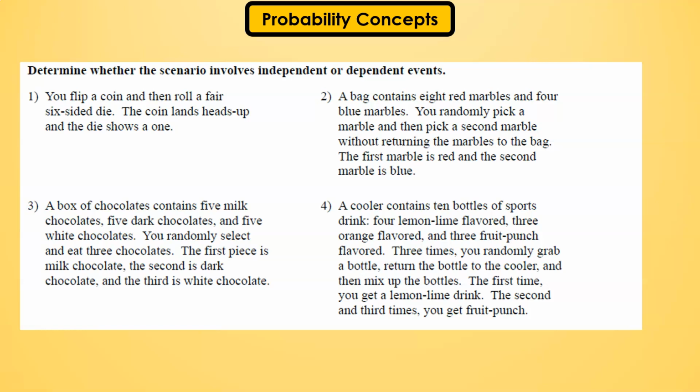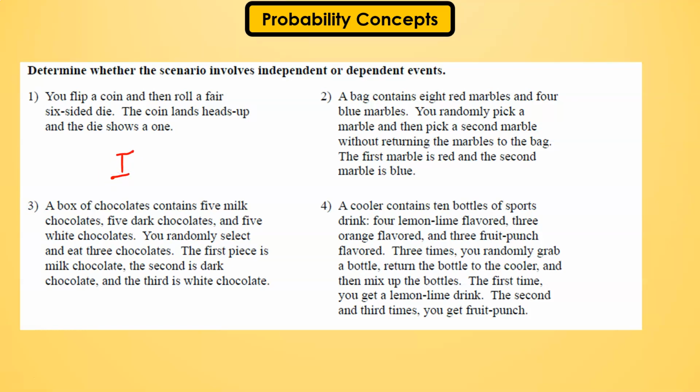Okay, hopefully you had a go. So the first situation: you flip a coin, then you roll a fair 6-sided die. The coin lands heads up, and the die shows a 1. So are those independent or dependent events? Did the probability of what you got on your coin affect what happened to the die? And of course it didn't. So that first one we say is independent.